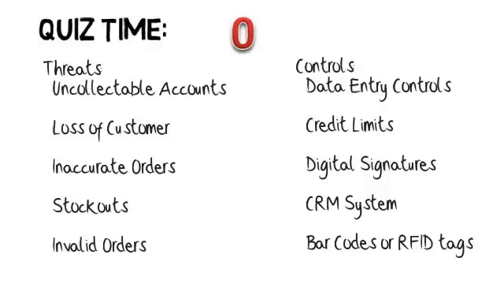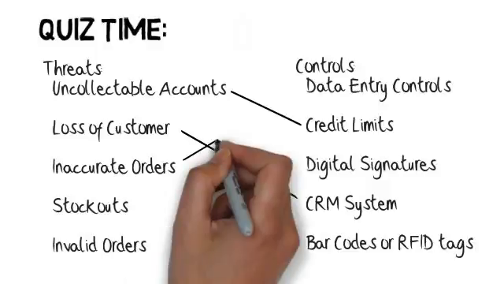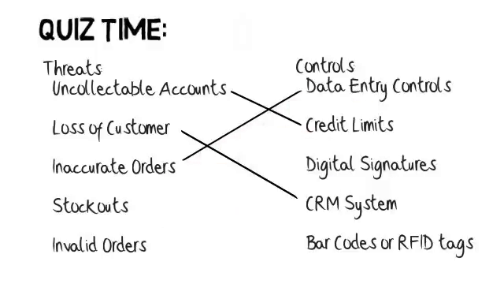Okay, let's see how you did. For uncollectible accounts, we can use credit limits. For a loss of customers, we can use a CRM system. For inaccurate orders, we can use data entry controls. For stockouts, we can use barcodes or RFID tags. And for invalid orders, we can use digital signatures.